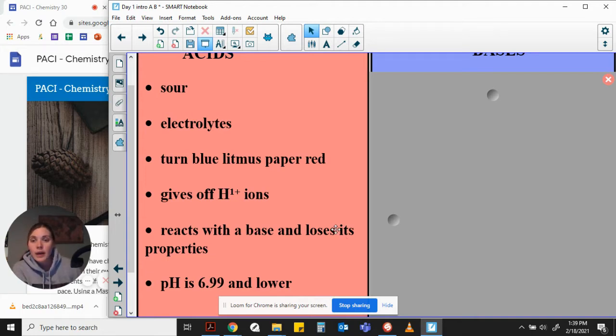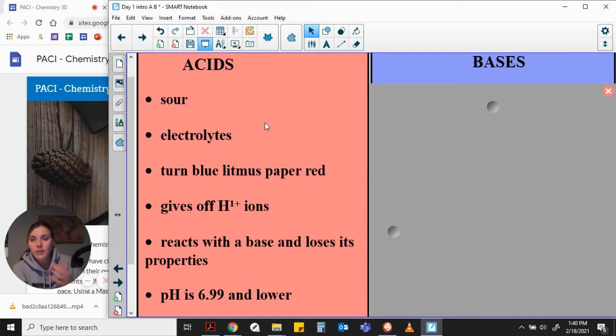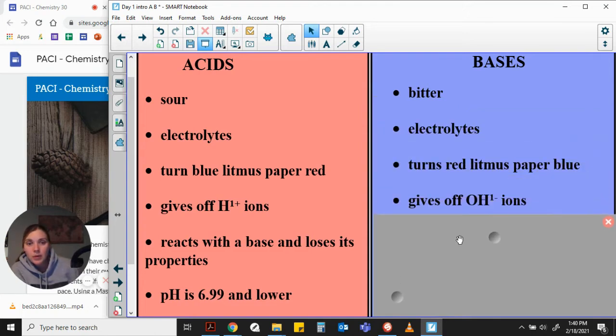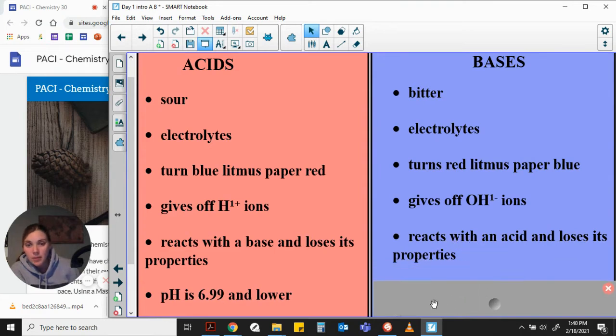And so I would suggest writing down your notes so that you have them to look back on. So bases are bitter. They again are electrolytes. They turn red litmus paper blue. They're going to give off hydroxide ions. They're going to react with an acid and lose its properties. And then it's going to be anything that has a pH of 7.01 and higher. So the next video is really going to look at pH and pOH and all that kind of stuff.